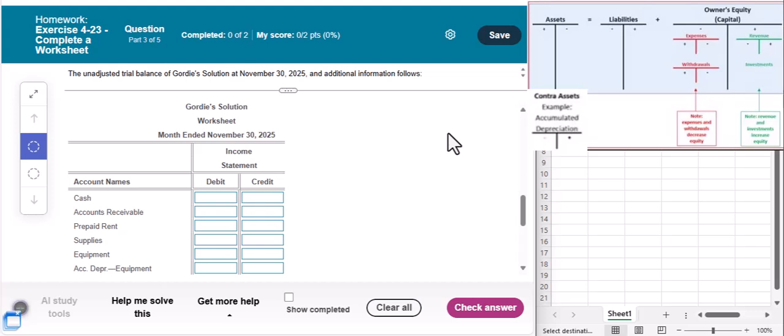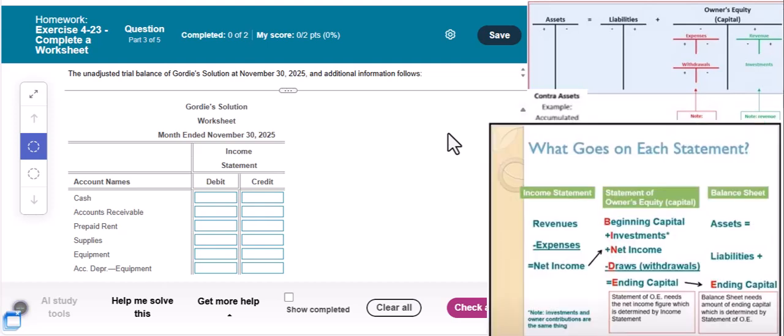So again, let's review what we're doing for the income statement columns. So we've just completed the adjusted trial balance. So now we need to finish or complete the income statement columns. So what goes on that income statement? Hopefully you have this memorized by now. It is revenues and expenses. And then you subtract the expenses from the revenue to get your net income or loss.